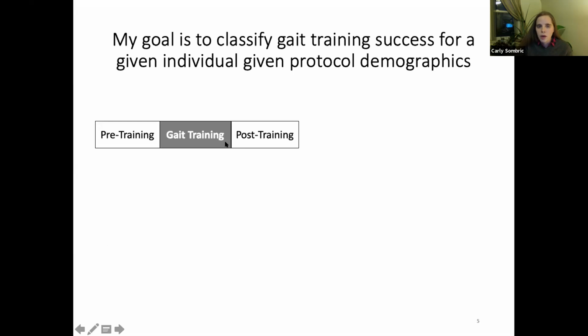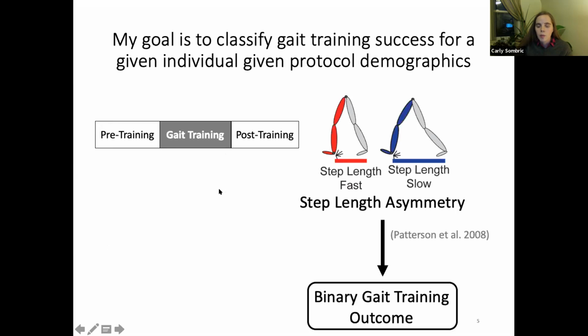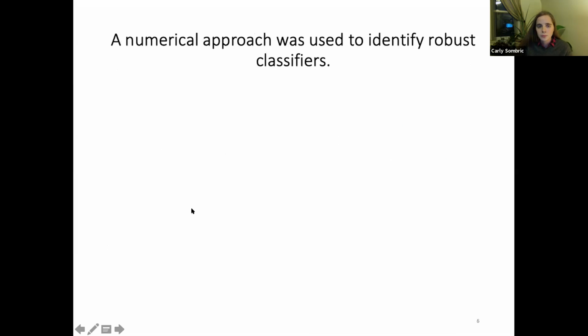So what do I mean by that? So we want to see that people change their gait during post-training compared to what it was during pre-training. And we're going to be using, again, this measure of step length asymmetry to see specifically, does the step symmetry change? And so that's a continuous measure. So we actually need to binarize it for a classification problem. So we binarize it using a clinical threshold for what constitutes a significant change in gait symmetry.